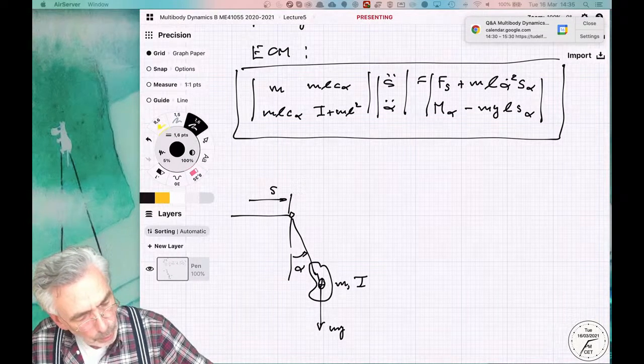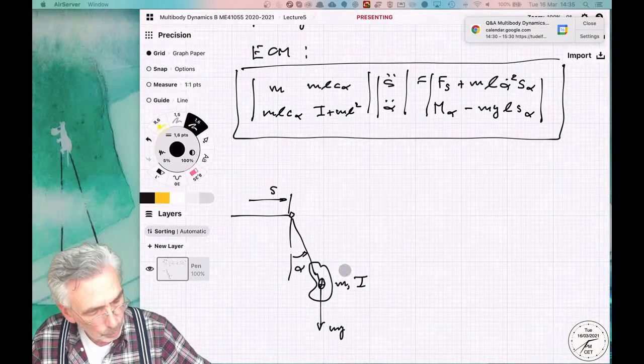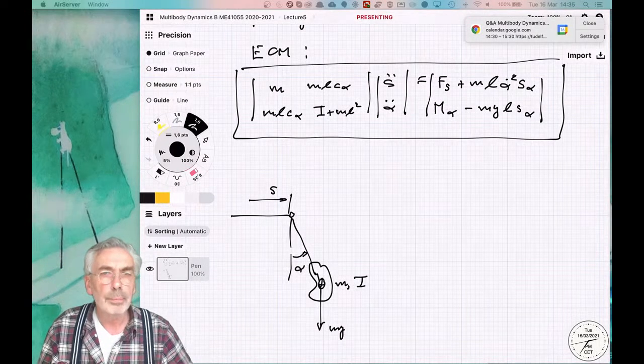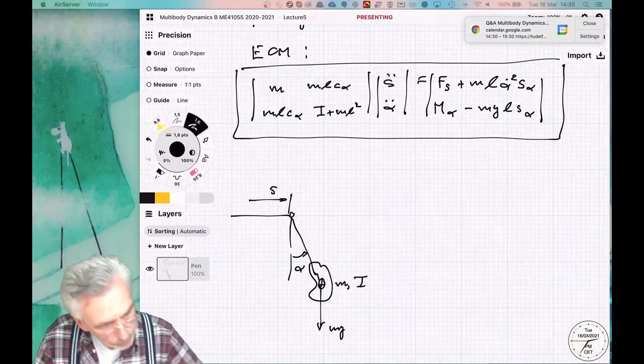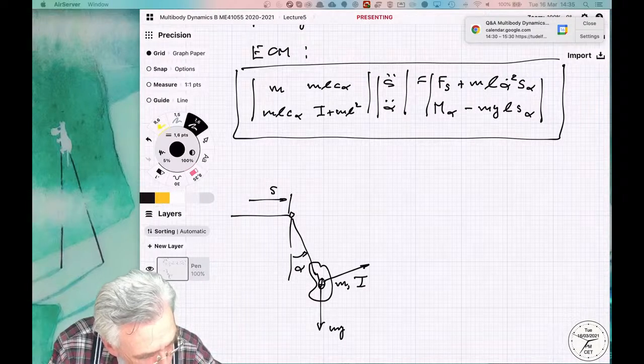Then here you will say, oh yeah, but in this linear motion there's also a contribution of the alpha double dot. Well, why is that? Well, of course, if we have an acceleration alpha double dot, then you could say there is a linear acceleration here, alpha double dot times L.